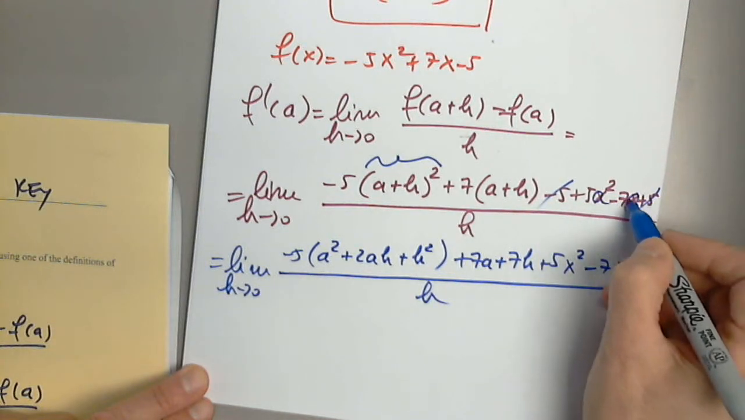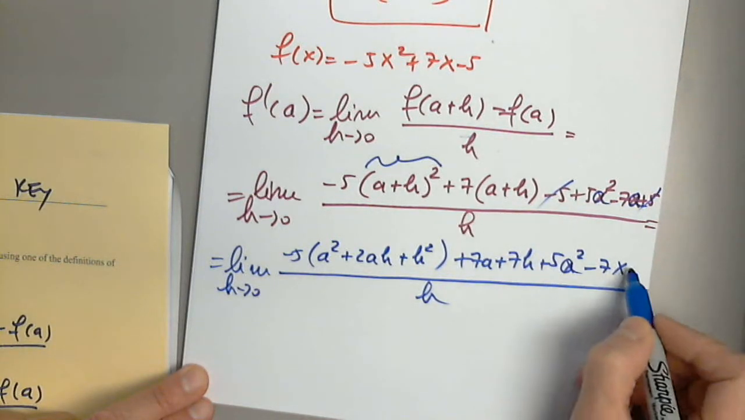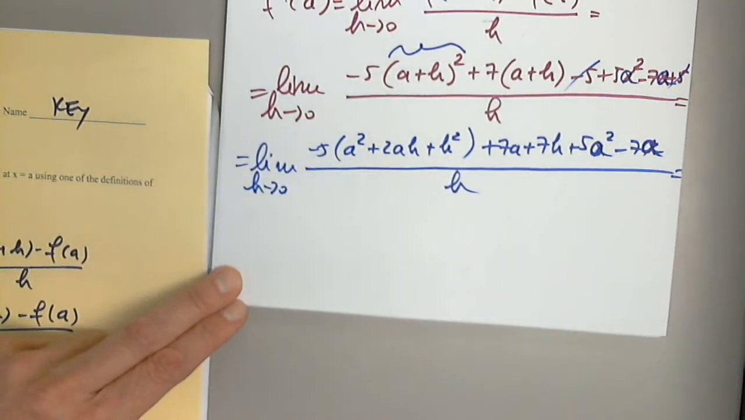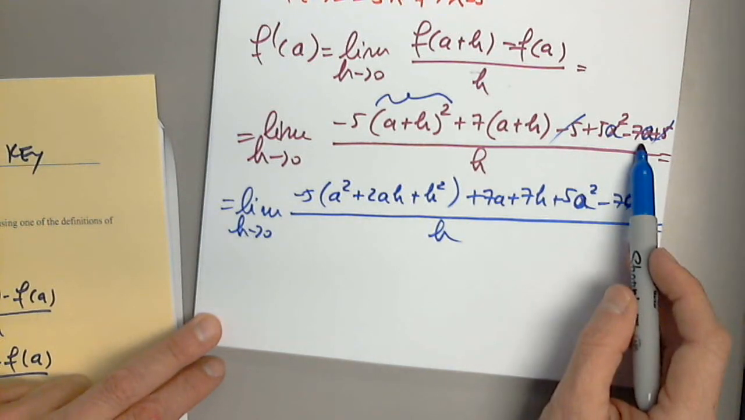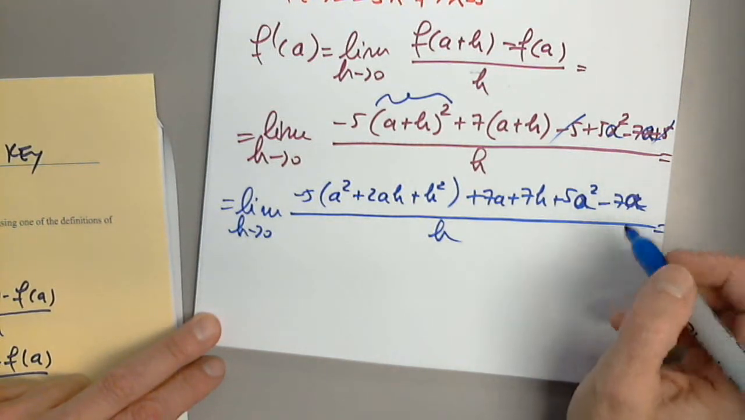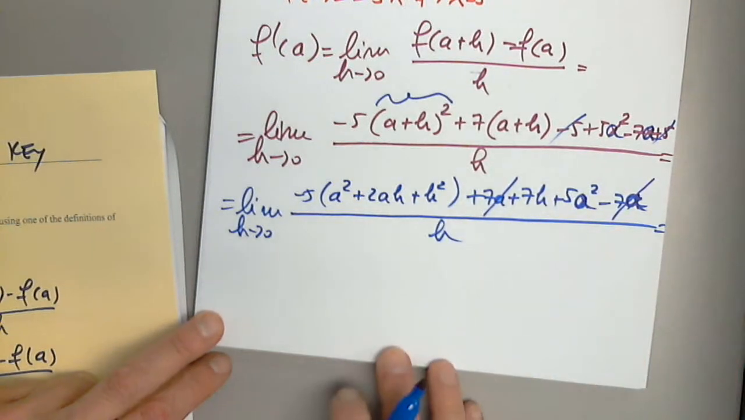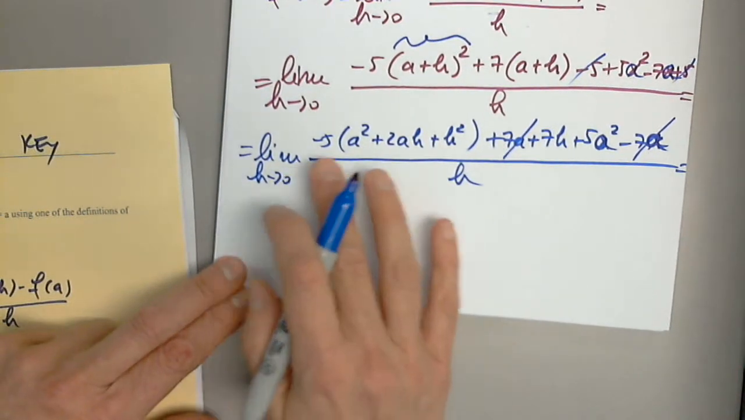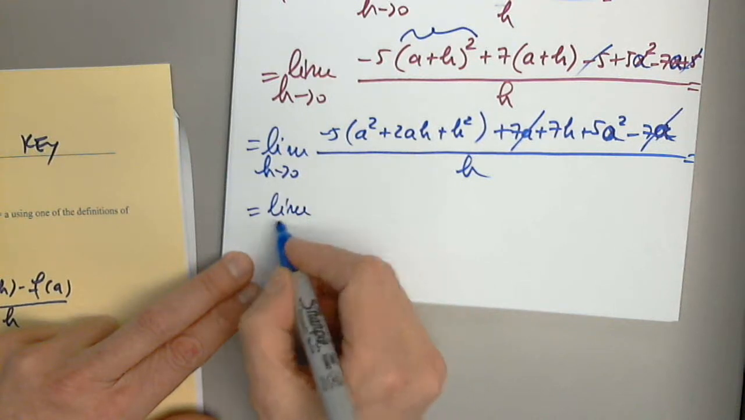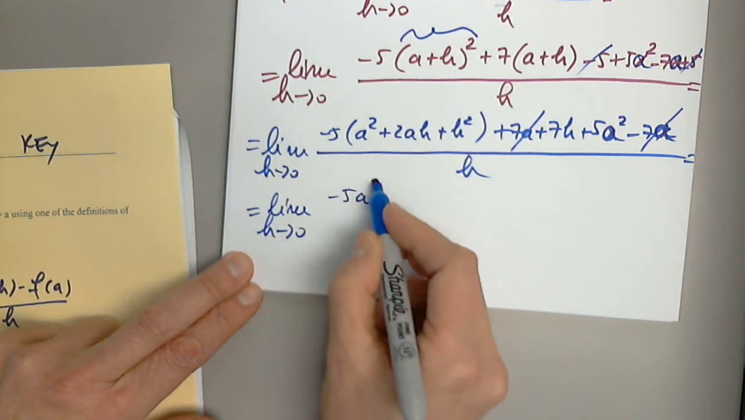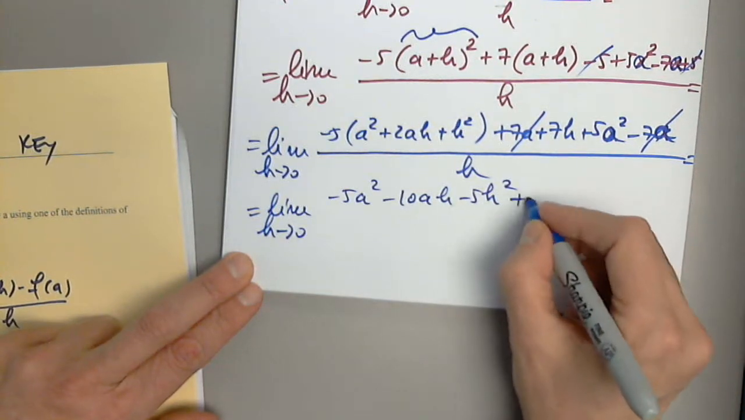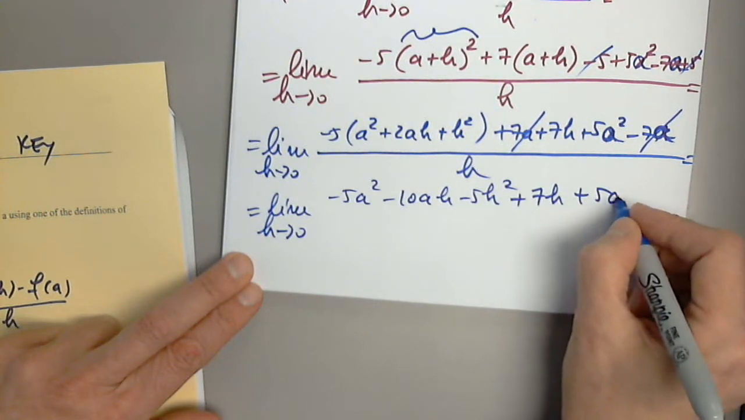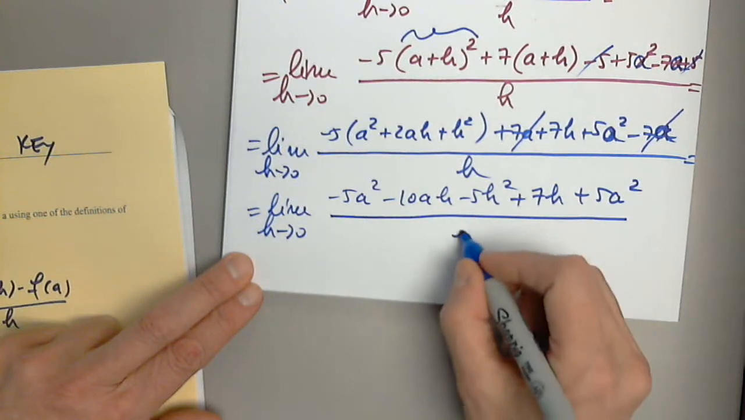I made an error. Sorry about that. This is a. We are talking about f prime of a. There is no x in the expression anywhere. It's all a. Negative 5a squared minus 7a plus 5. And of course, now these two go away. I distribute negative 5. Limit as h approaches 0, negative 5a squared minus 10ah minus 5h squared plus 7h plus 5a squared over h.